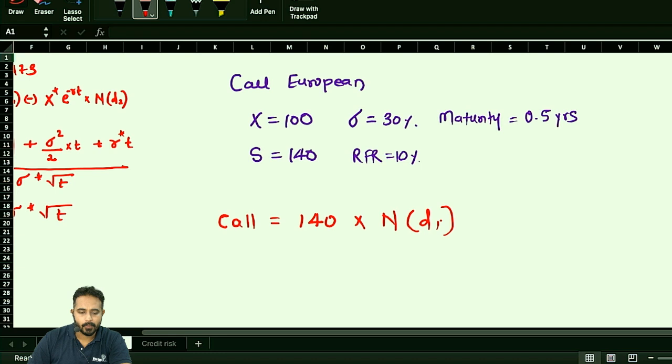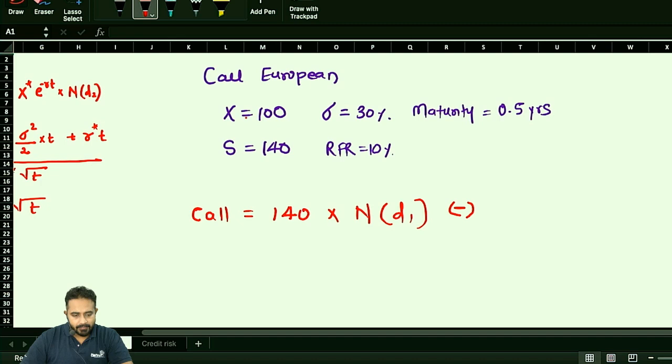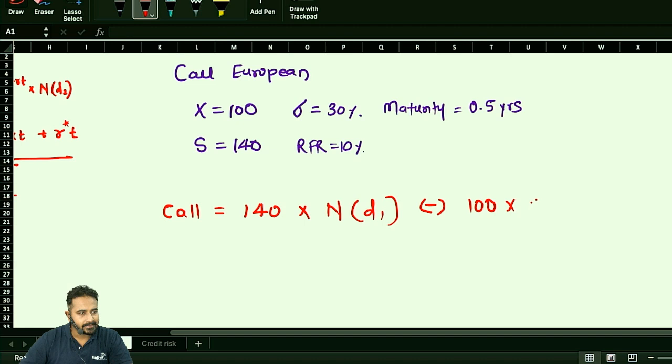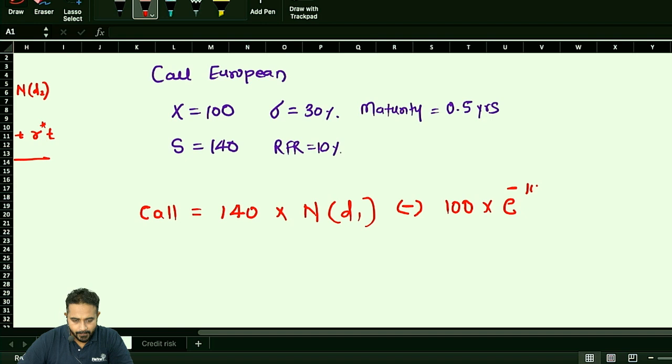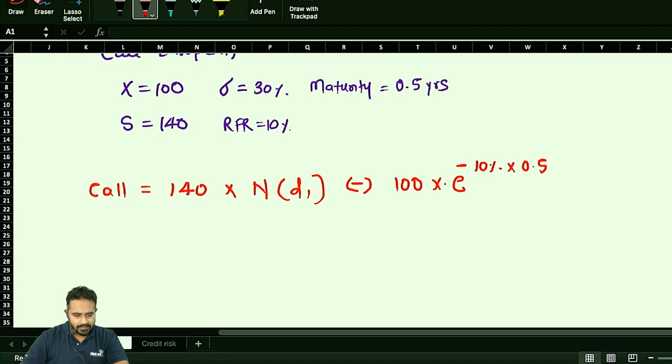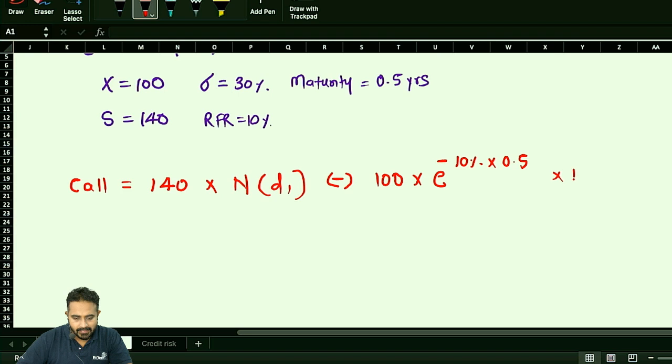Minus the present value of the strike is 100, so we'll say 100 multiplied with e raised to minus, what's the r here? R, we are looking at 10%, correct? What's the RT? That 10% needs to be scaled for the time period. So that's half of the year, 6 months, right? So that's half of the year, into 0.5. So this is your present value of strike price. Now this we need to multiply with ND2. All right, so that's your equation.